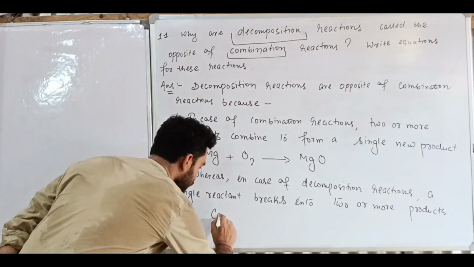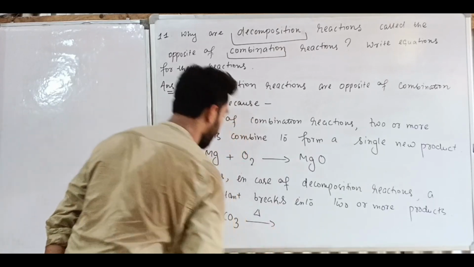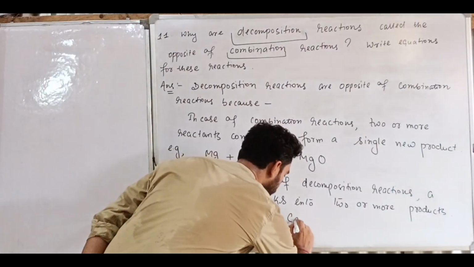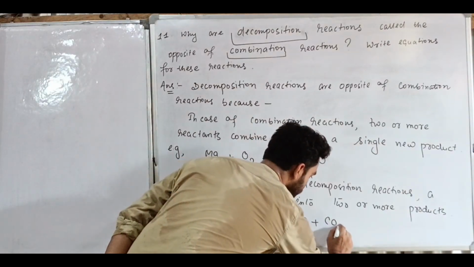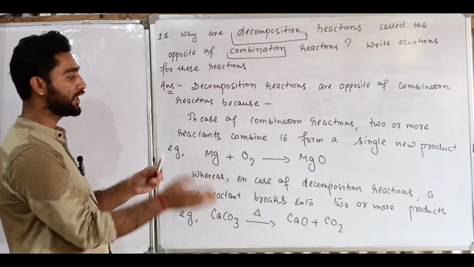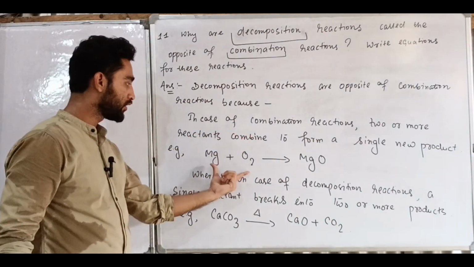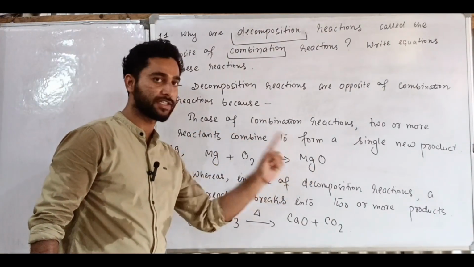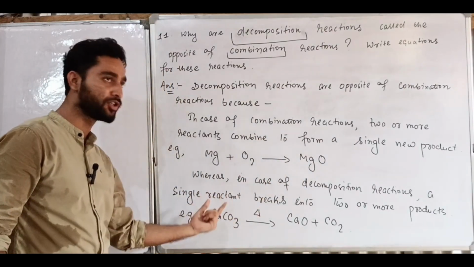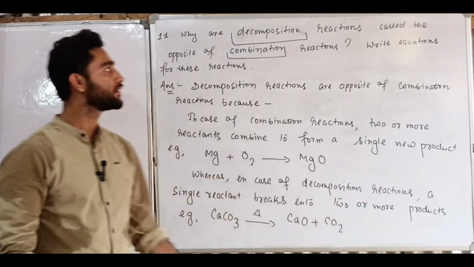Example, calcium carbonate. If you provide the heat to the calcium carbonate, it will convert into calcium oxide plus carbon dioxide. So that is why decomposition and combination are just opposite of each other. In combination reaction, the two reactants combine and form a single new product. In case of decomposition reaction, a single reactant breaks into two or more products.